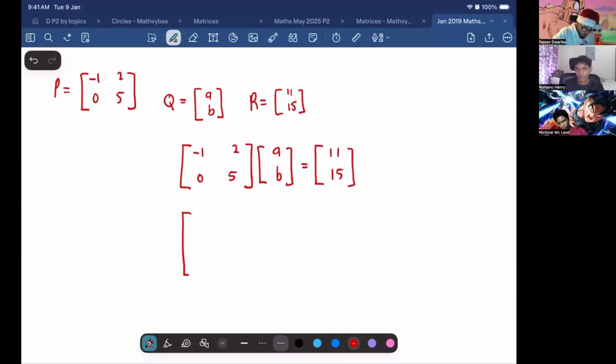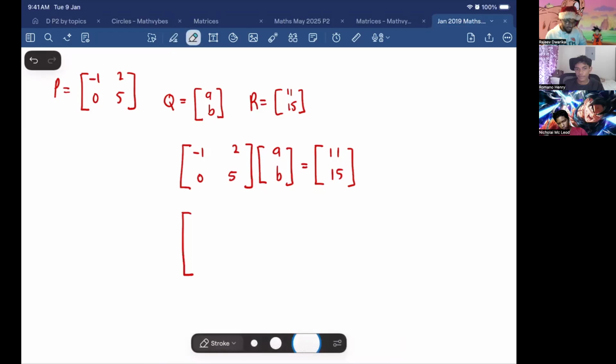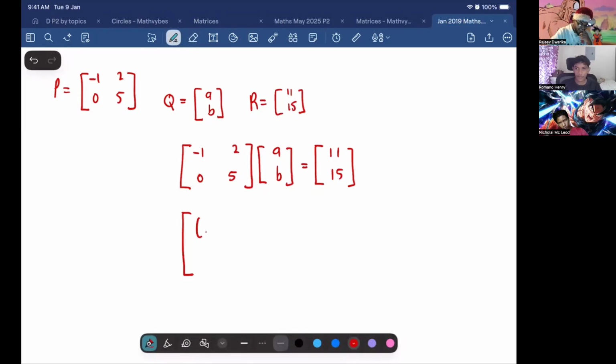So, how would I do this, taking off the training wheels? We did real practice yesterday. Tell me. No training wheels. Negative 1 times A plus 2 times B. Right? 0 times A plus 5 times B.